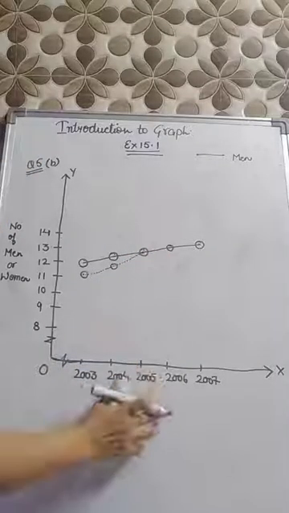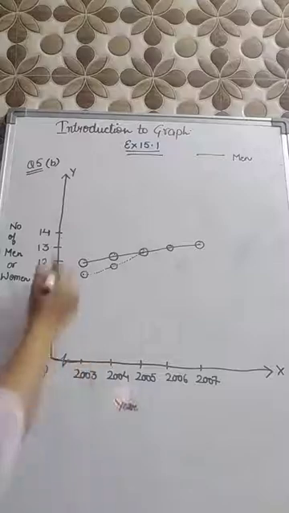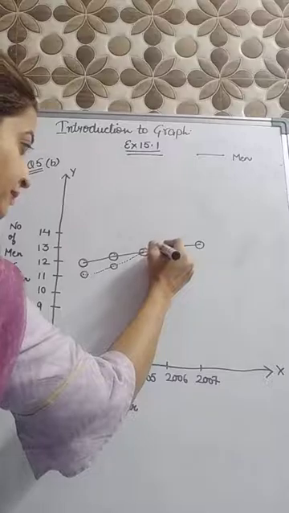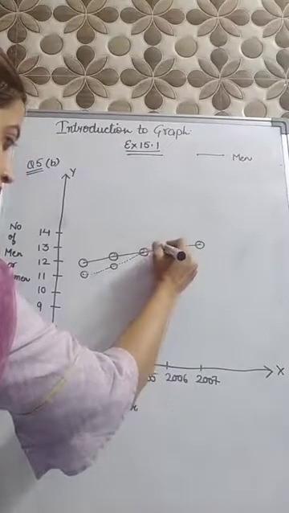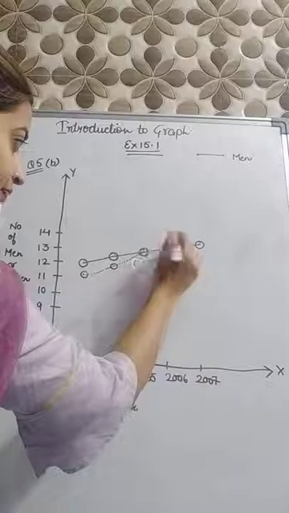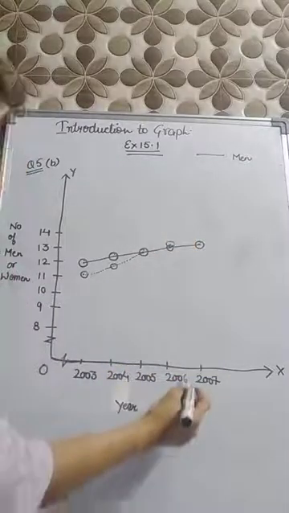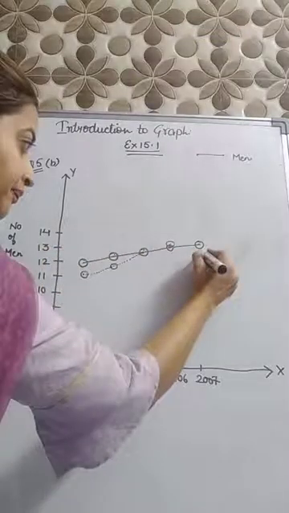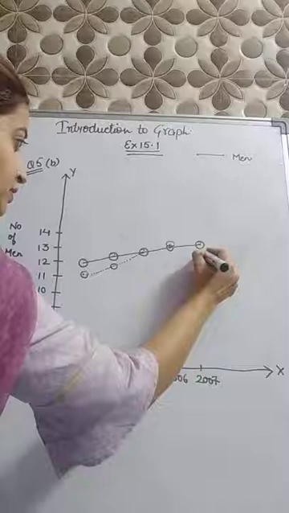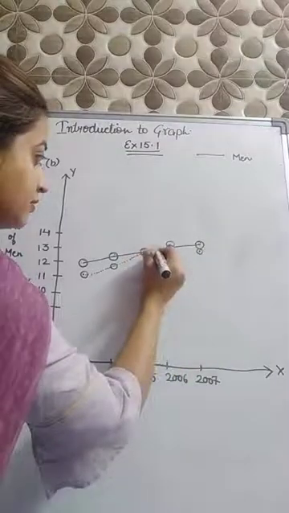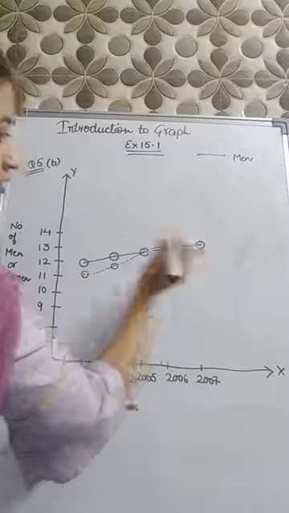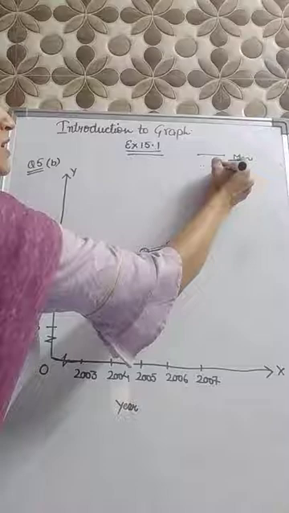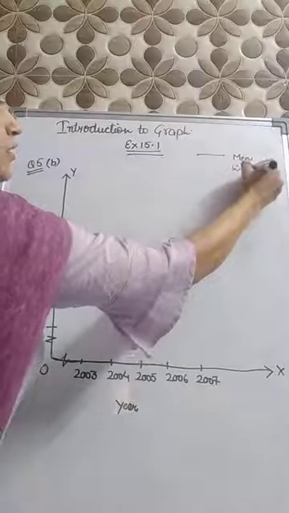Next is 2006. In 2006 you have 13.6, so you will take 13.6 here. Next is your 12.8. This is your 12.8. Now this dotted line is for women, so you will write here women.